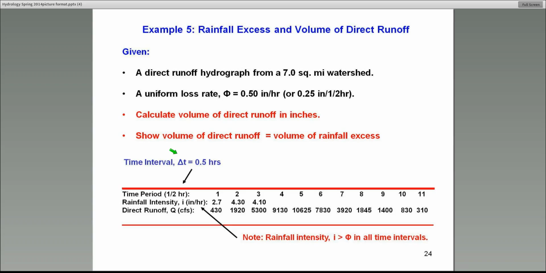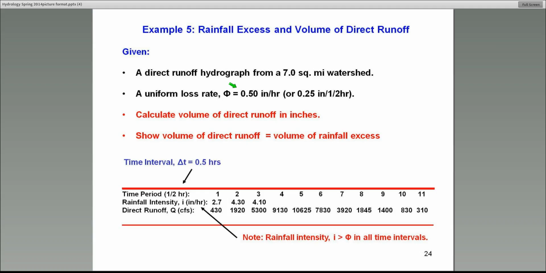The time interval is every half an hour. So please make a note of that. This 1, 2, 3 that I've shown you are not time in hours, but they are time periods. So in this case, the time period is every half hour. So the first half hour, for example, the intensity was 2.7 inches per hour, and the phi index says you abstract at 0.5 inches per hour rate.